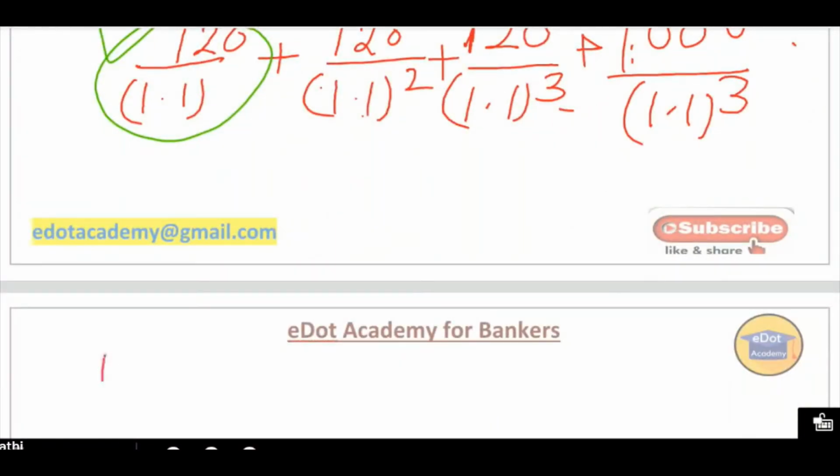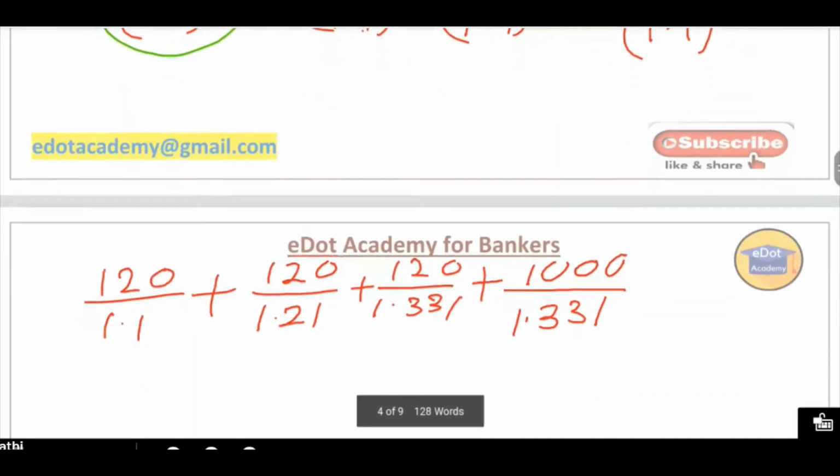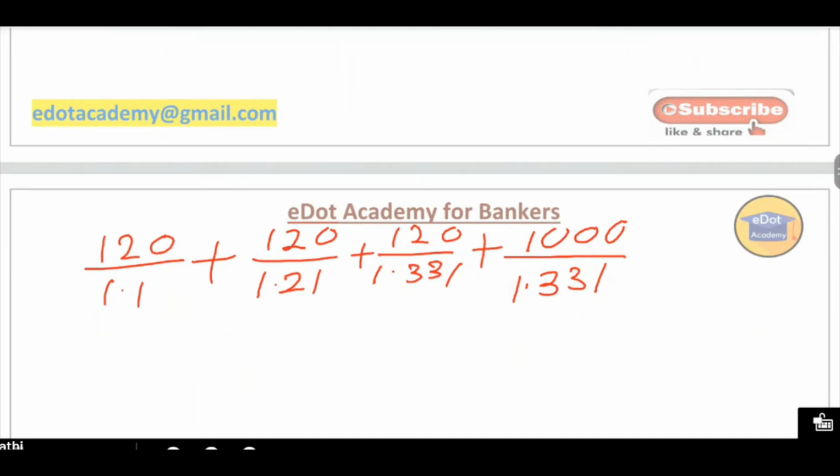120 divided by 1.1, 120 divided by 1.21, and again 120 divided by 1.331, plus 1000 divided by 1.331. In this way I have calculated the square and cube also. So divide individually and add all the values. I am taking the approximate value.